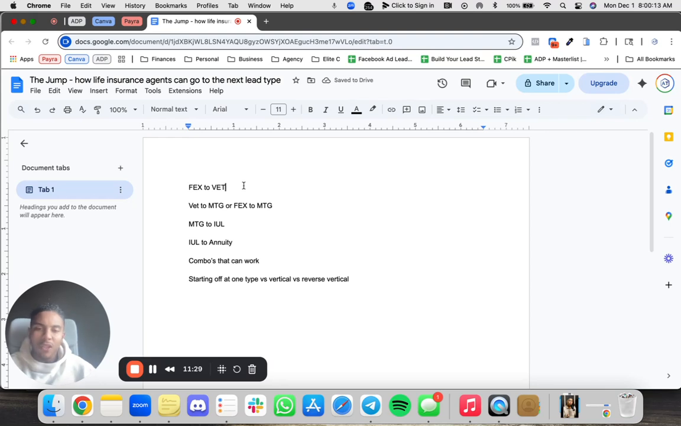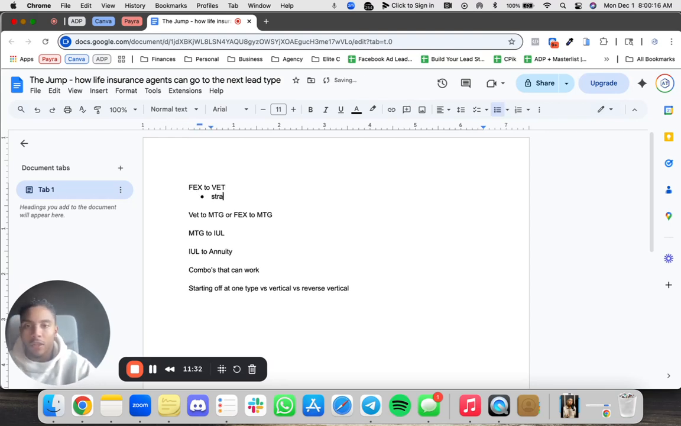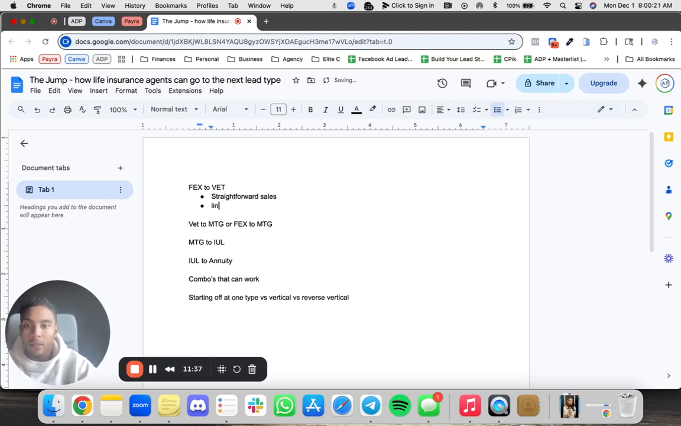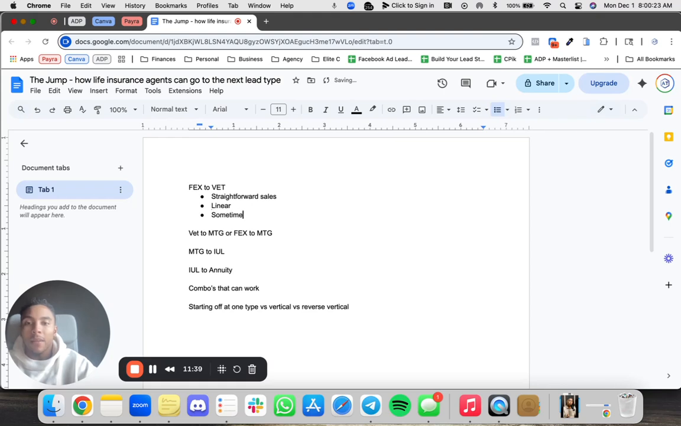Okay. Straightforward sales, right? So let's go. These are all straightforward sales, very linear. Okay. Sometimes you need to push value for policy amounts. That's more prevalent to final expense. Why? Because you're attaching the value to it. Not that you don't need to do it for vets, but they already are kind of like, yeah, I know I need this. Just, what is it? Boom, to the point.